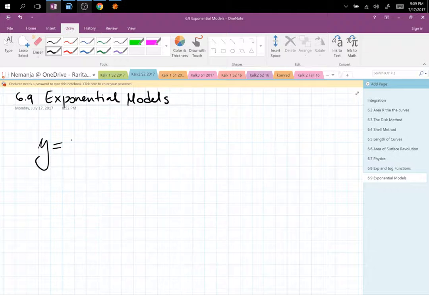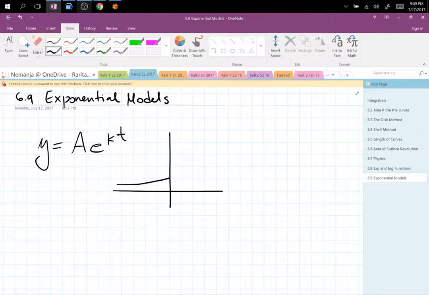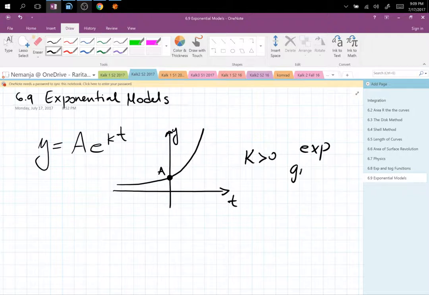I will say that the main equation is y equals a e to the kt, which is the exponential model. And if you graph it this way, this will be your a value. Time is on the x-axis because everything evolves in time. And this particular graph is for k larger than 0, which we call exponential growth.